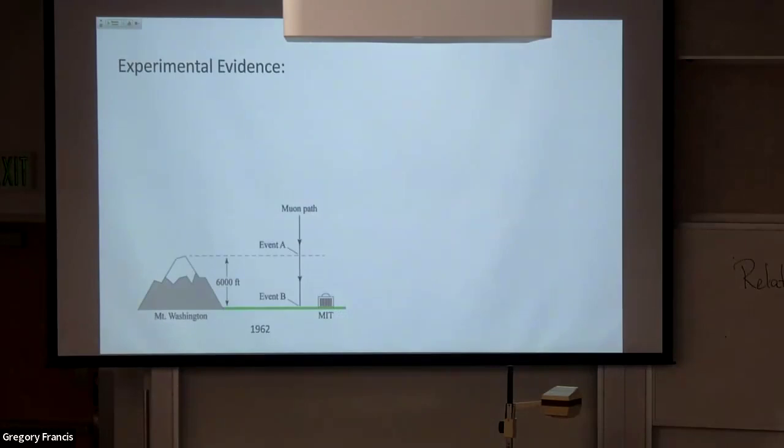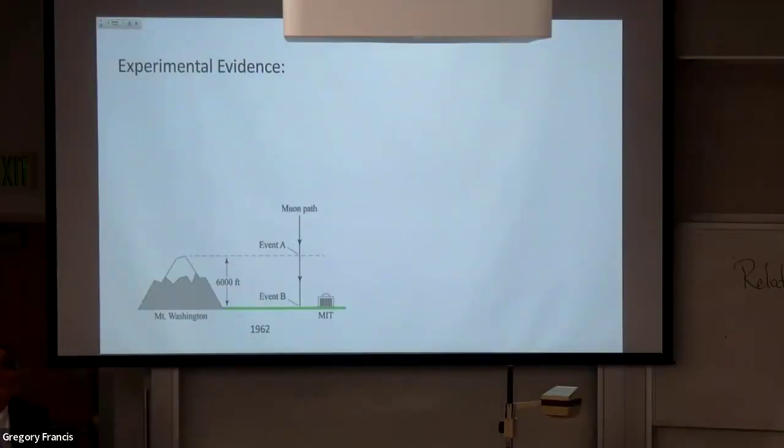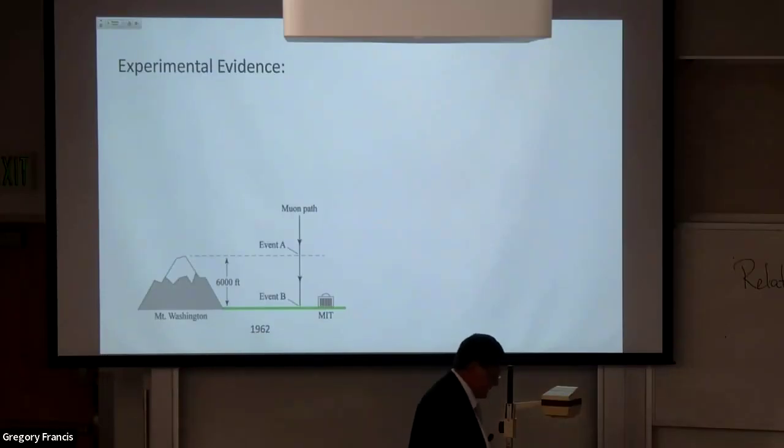Okay, now, what's the evidence of this contraction? The evidence came first in 1962 from a research group at MIT. They did a study with Mount Washington, and they had a detector that detected muons at the top of the mountain and one at the base of the mountain. And these muons were coming very, very fast from interactions in the atmosphere from solar wind.